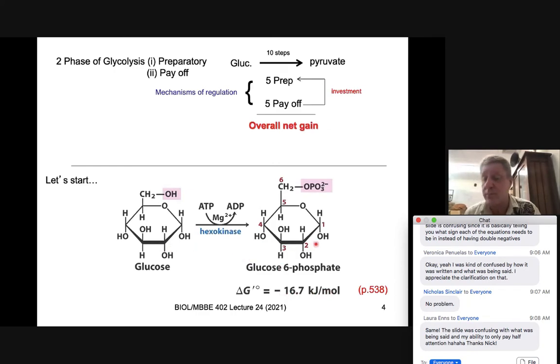So it's in the positive direction. We're going to be able to move this quite happily forward in regards to the phosphorylation of the glucose with the energy coming from the ATP. So again, we have that degradation causing a phosphorylation on our glucose moiety.